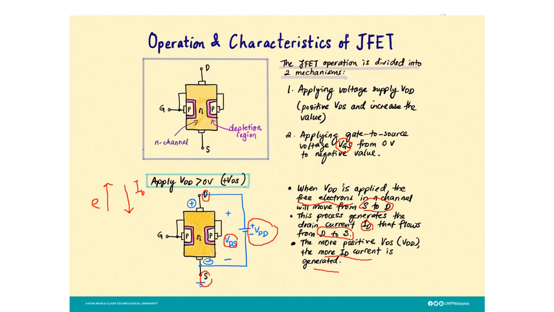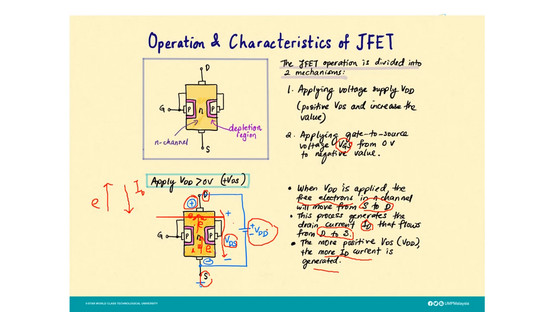I will show you. First, the positive voltage will attract the electrons inside the N-type. In N-type there are a lot of free electrons. So these electrons are attracted to the positive terminal and will move from S to D. Because of this, the current actually goes from D to S.